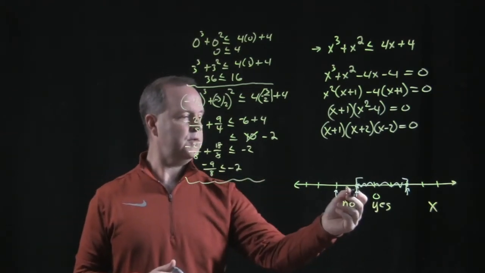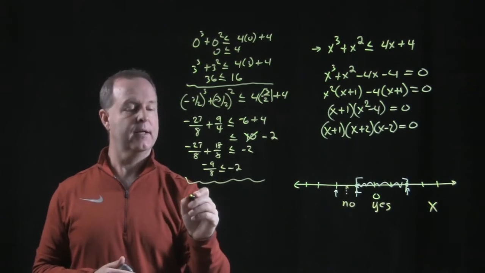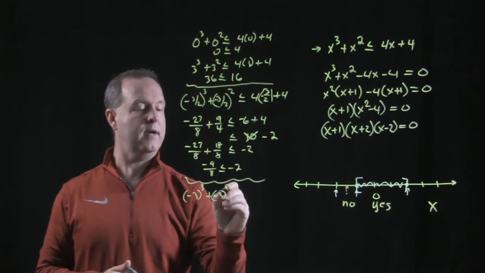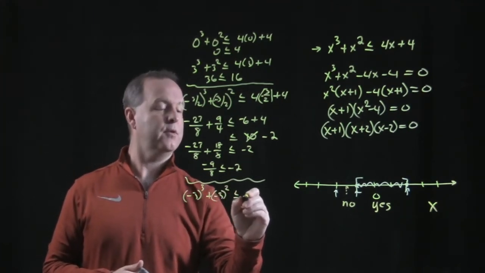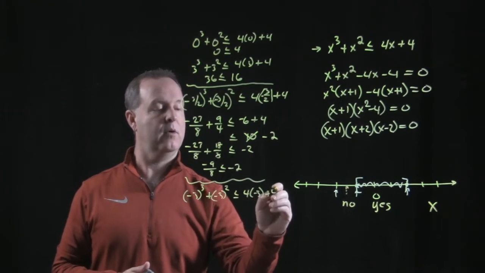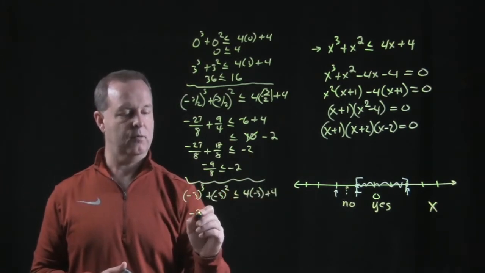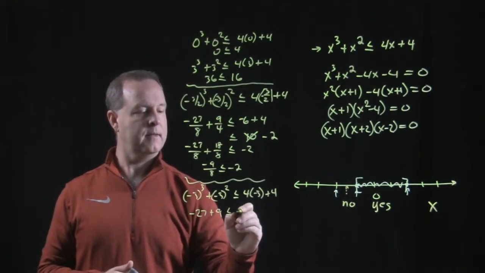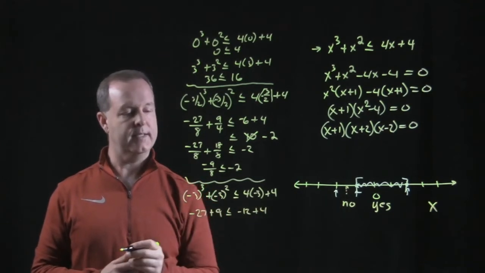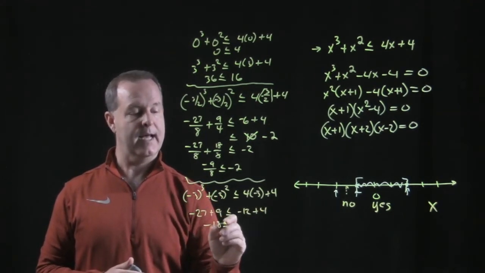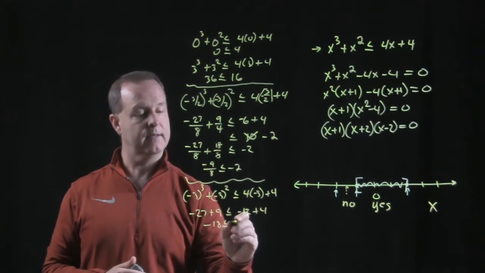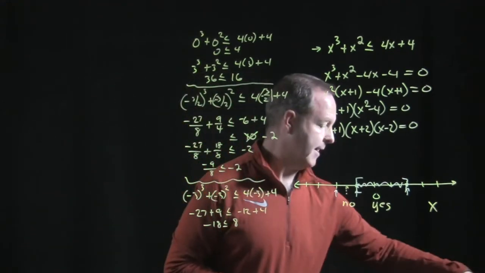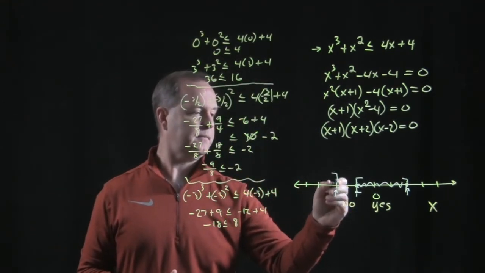And the last test point to choose, let's try a negative 3. So negative 3 cubed plus negative 3 squared. Is that less than or equal to 4 times negative 3 plus 4? Again, just got to crank it out. That's negative 27 plus 9, and negative 12 plus 4. Negative 27 plus 9 is negative 18. Is that less than or equal to negative 8? Is that true? And that is true. So that tells me that all the points from here on out are true.